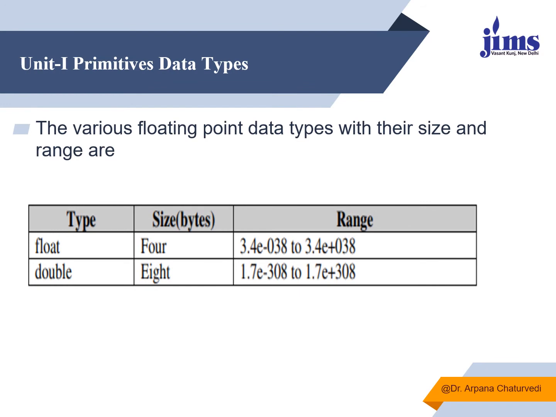So this is the range. You can look at the range. How much is the range? It is 10 to the power minus 308 to plus 308 in case of double, and minus 38 to plus 38 in case of float. So you can assume how much range there is in the case of double data type and float data type. The number of bytes occupied by a variable of float data type is 4 bytes, and in case of double it is 8 bytes.